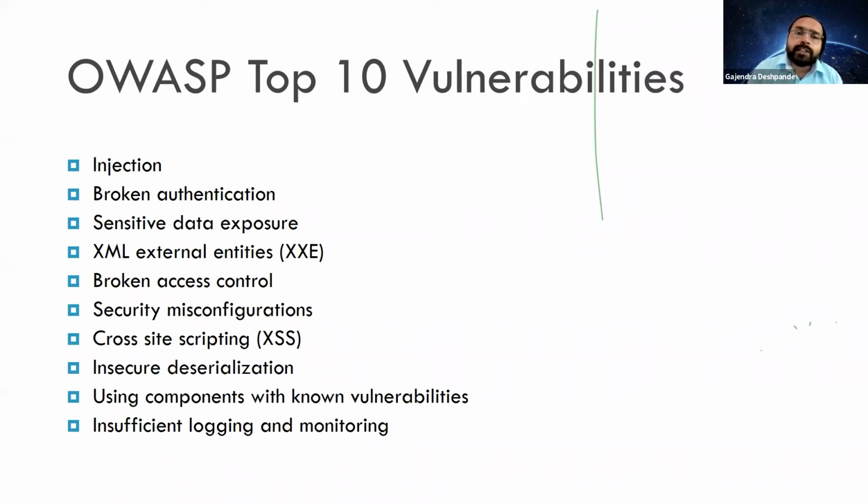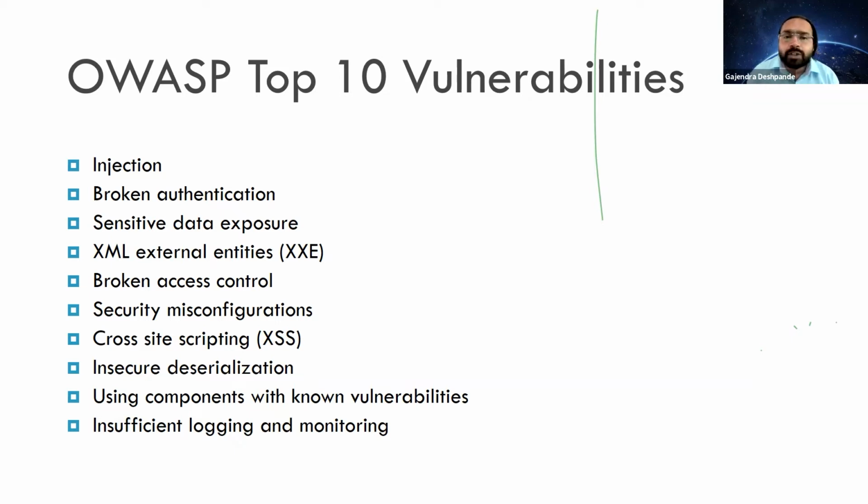Now, these are the OWASP top 10 vulnerabilities. OWASP is a non-profit organization and it stands for Open Web Application Security Project. They define the top 10 vulnerabilities. These include injection attacks, broken authentication, sensitive data exposure, XML external entities, broken access control, security misconfigurations, cross-site scripting, insecure deserialization, using components with known vulnerabilities, and finally insufficient logging and monitoring.